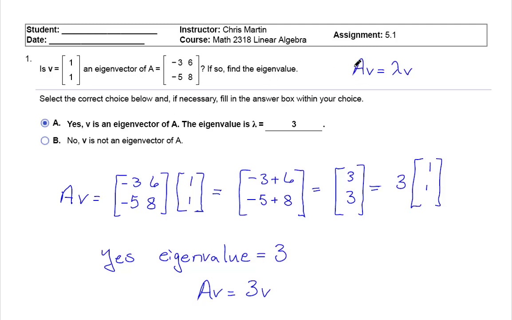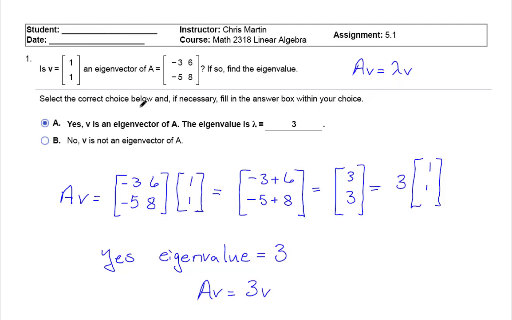Well, if I have a matrix A and I multiply it by a vector v, and what happens when I do that is I get a scalar multiple back of that same vector, then that vector is called an eigenvector, and the particular scalar that does this is called the eigenvalue. Now, the eigenvalue can be a real number or a complex number.